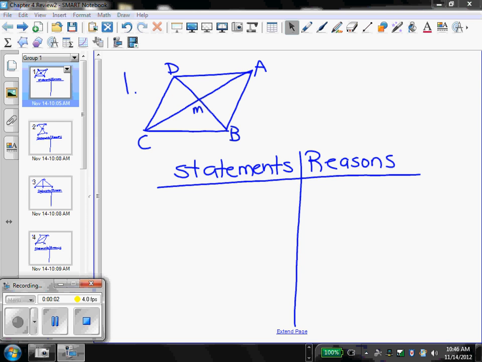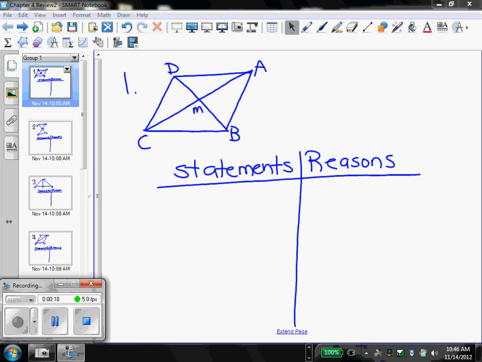This is your review for Chapter 4. The first thing I'd like to do is go through the proofs that you had on your worksheet. So if you will please check your answers as I go through them.